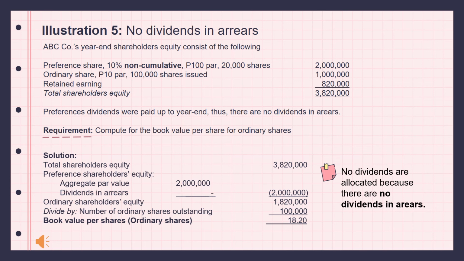Next, solution. Total shareholders equity is equals to 3,820,000. Then subtract sa preference shareholders equity na 2 million. Walang nakalagay dun sa dividends in arrear ng preference shareholders equity. No dividends are allocated because there are no dividends in arrear. Kaya ang total lang ng ordinary shareholders equity ay 1,820,000. Then divide lang sa 100,000 kaya nakuha yung 18.20.